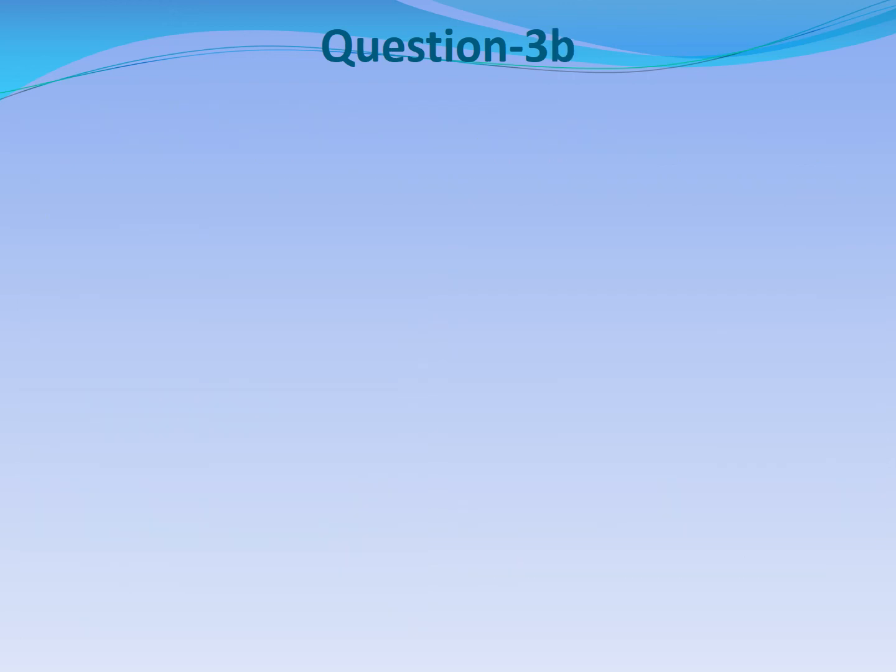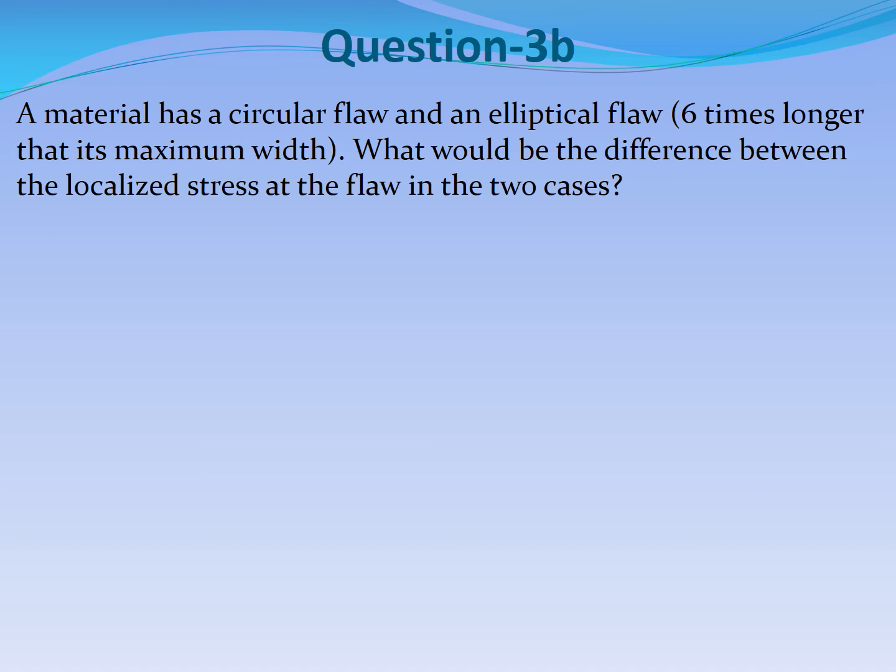Question 3b. A material has a circular flaw and an elliptical flaw 6 times longer than its maximum width. What would be the difference between the localized stress at the flaw in the two cases? So a very simple one, and this exact example is done in the lectures, in the book, and so on. If there is any flaw, any defect, any crack, the crack can be a simple straight line, a circle, or an ellipse.